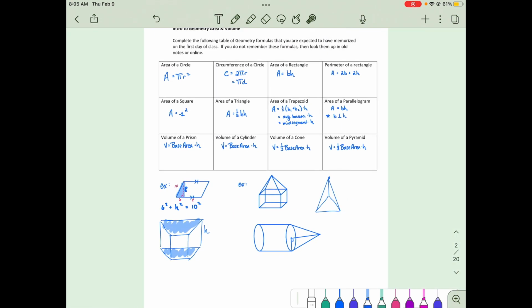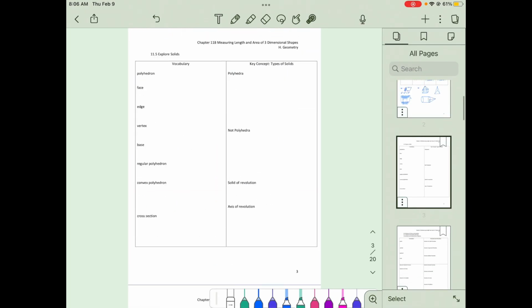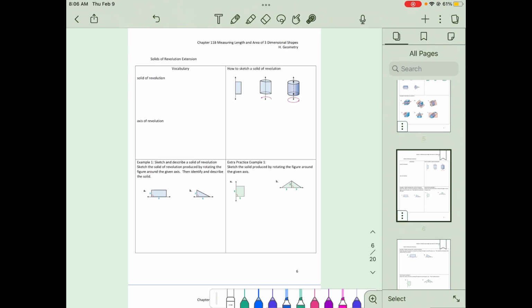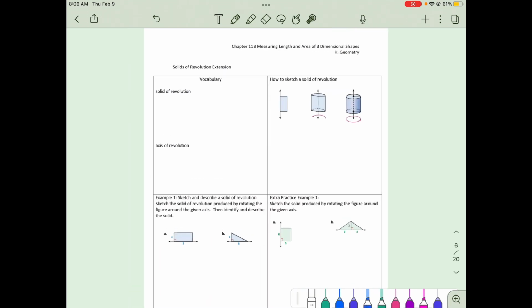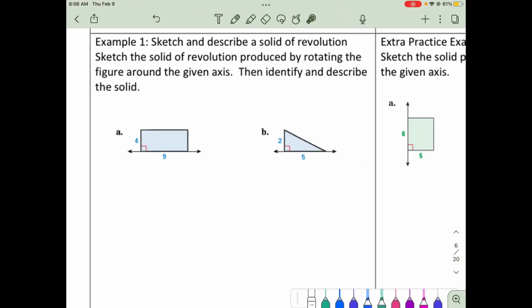So now on the next page, you're going to copy the vocab, which is attached to a PDF in Classroom. That's on page 3. And then go ahead and find page 6, and we're going to pick up where we left off with solids of revolution.